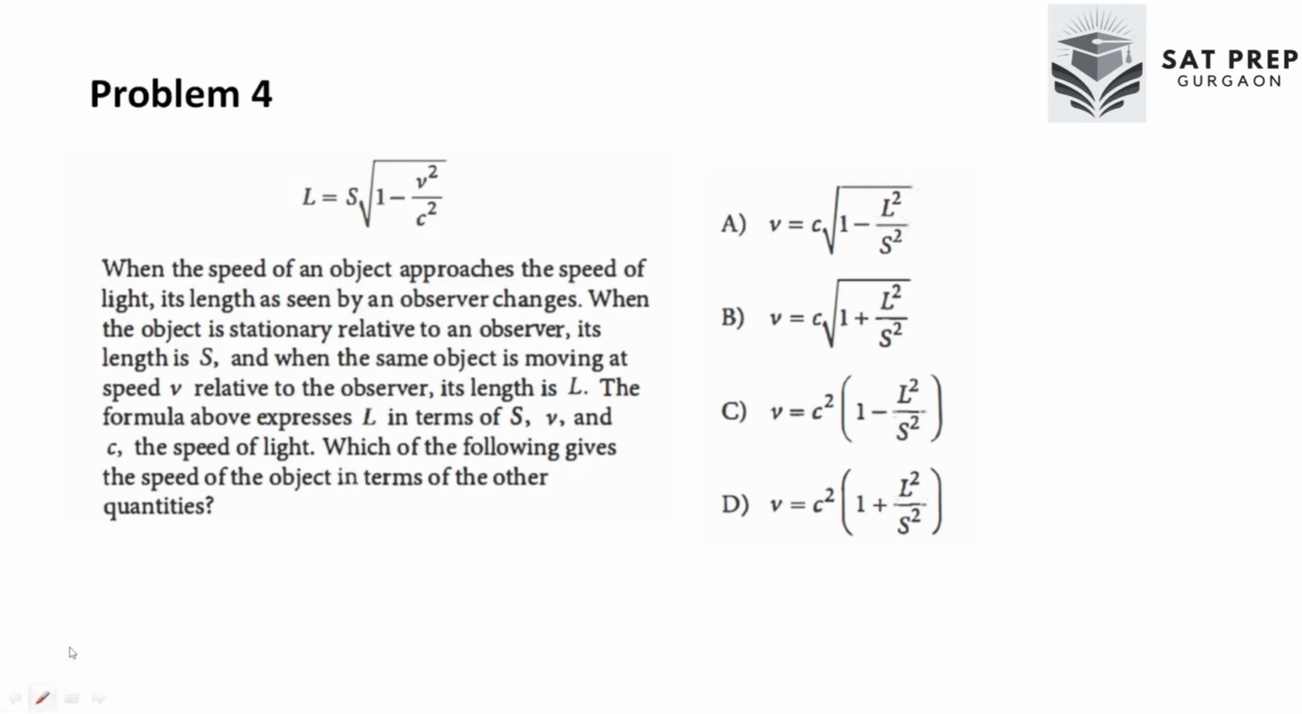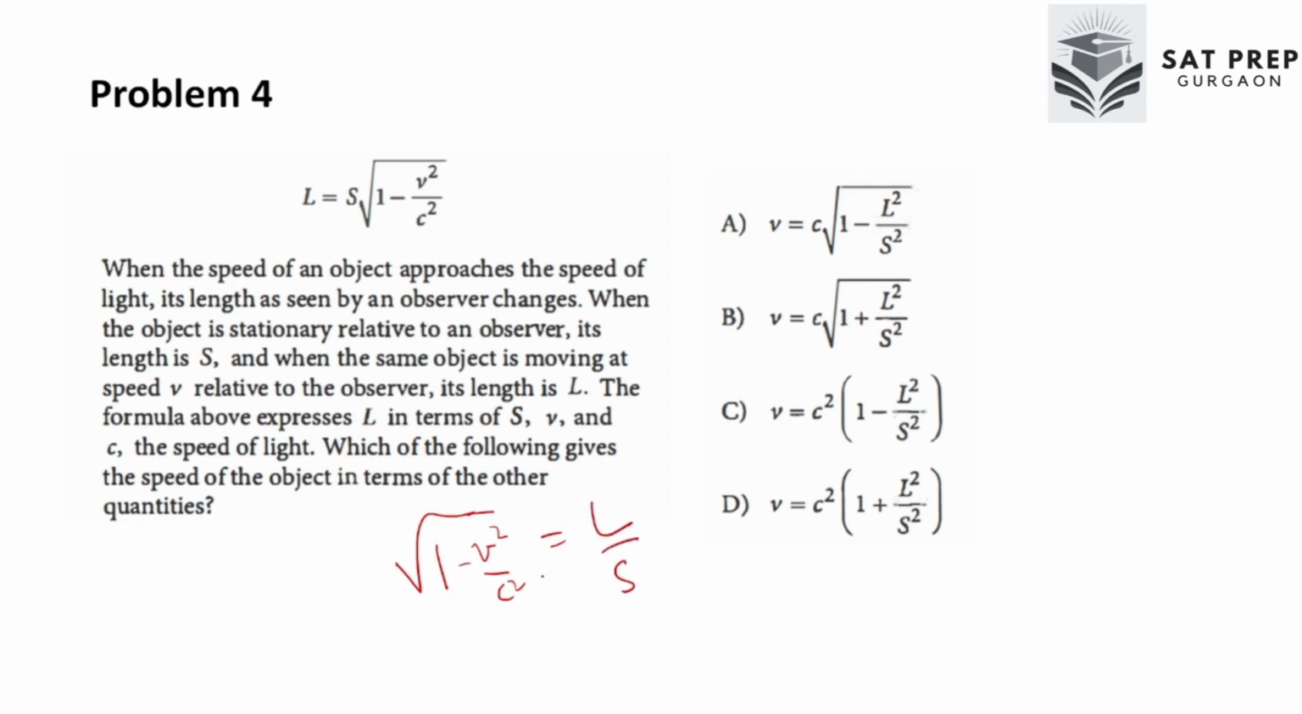Problem 4 looks slightly more complicated. There is a radical sign already, but we again need to follow the same thing. It has something to do with speed of light, other things, right? But let's not concern ourselves with reading this whole question. All we need is to bring V on this side. So let's first isolate what's inside the radical sign. So root of 1 minus V square by C square. Let's take S to the other side, becomes L by S.